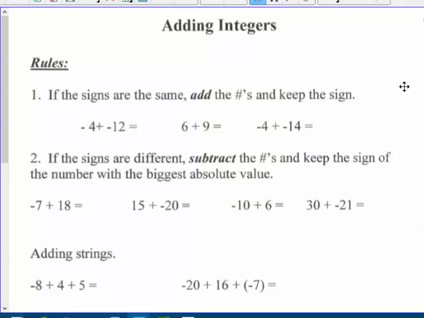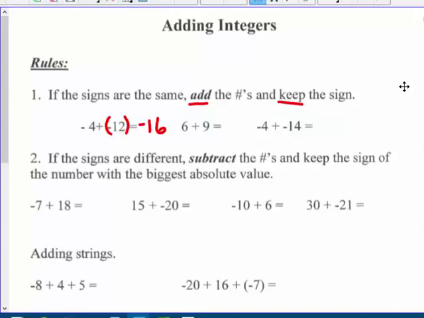The rules for adding integers: if the signs are the same, add the numbers and keep the sign. So just add the digits, not the signs of them. So for negative 4 plus negative 12, and this really should be in parentheses, same signs, add and keep. I'm going to sing the rules to Row, Row, Row Your Boat, and we'll practice singing in class. So same signs, add and keep. Negative 4 and negative 12 gives me 16. Keep negative 16.